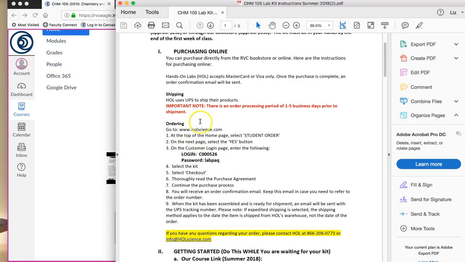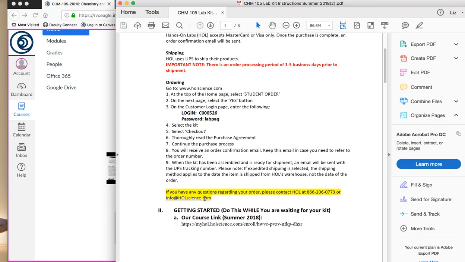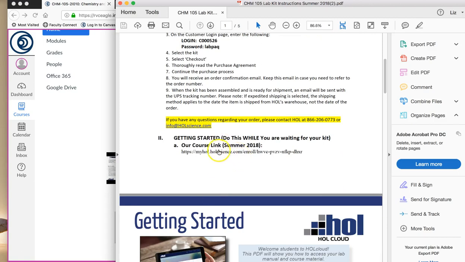All right, if you want to order online, here's the instructions for purchasing online. Everything that you do, I'm not going to read through this. You guys can follow that yourself. While you're waiting for your kit to arrive, you can actually go in our class, get things set up so that you're just ready to input your lab kit code when you get it. And I do recommend you do this.